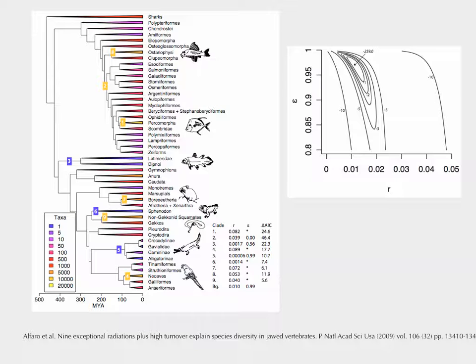You can see I can move a bit this way without changing the likelihood very much. Sometimes you get almost like a ridge here. So there's often a lot of uncertainty in estimates of extinction fraction or extinction rate. Any questions?